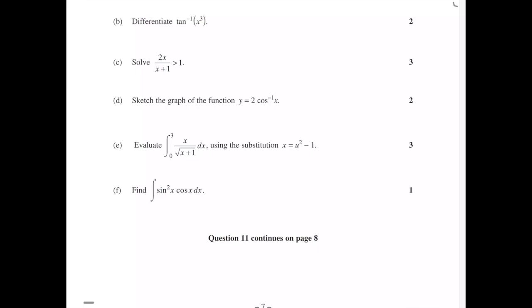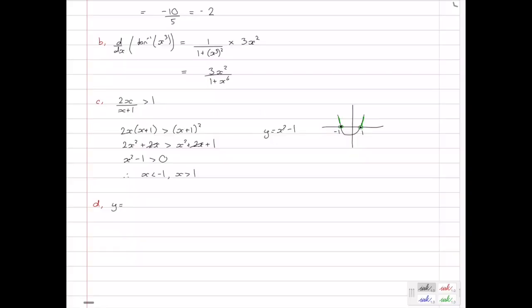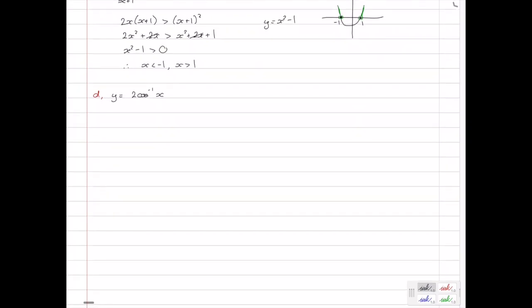Okay, part D. Let's have a look. Sketch the graph of the function y equals 2 cos inverse of x. Okay, y equals 2 cos inverse of x. Let's move this up a bit. All right, before we go ahead and sketch it, let's see what we already know about inverse cos.